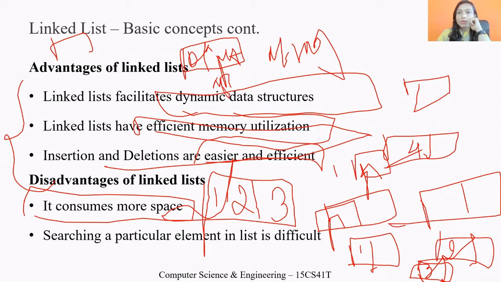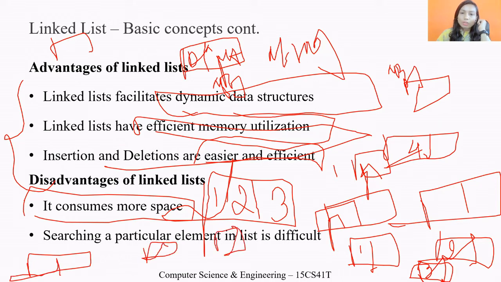A of 0 means you will go to the 0th location. A of 3 means I'll go to the third location. Here what will happen? Maybe 3 nodes are there like this, 1, 2, 3. If I want to go to the third node, I have to traverse from the first. So that is the thing here.